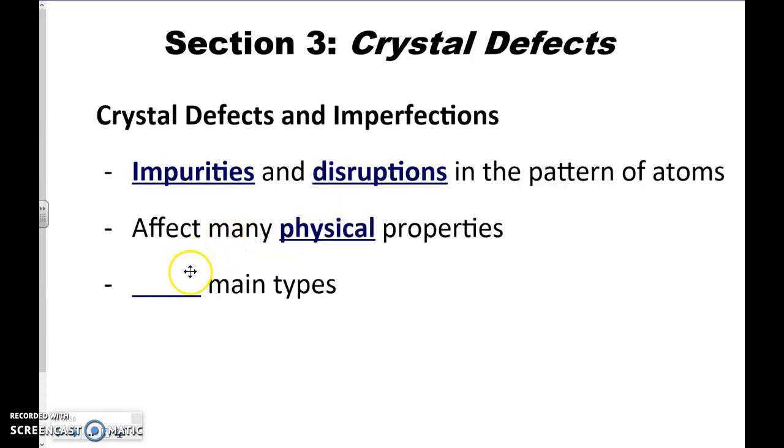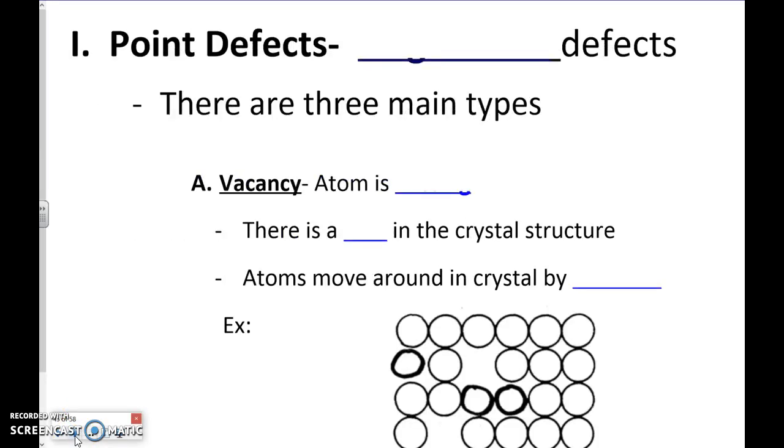There are three main types of crystal defects: point defects, line defects, and interfacial defects. So we're going to start off with point defects. I think these are the easiest because they make the most sense. The names are pretty easy. When we talk about point defects, we're talking about one atom in the crystal being affected. So single atom defects. There are three main types, and it's pretty easy.